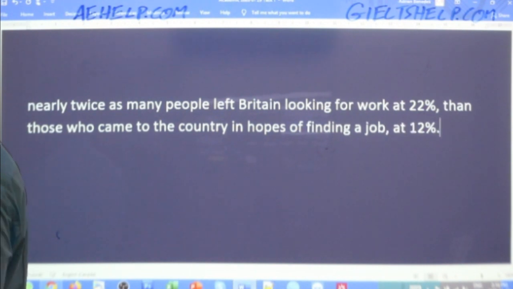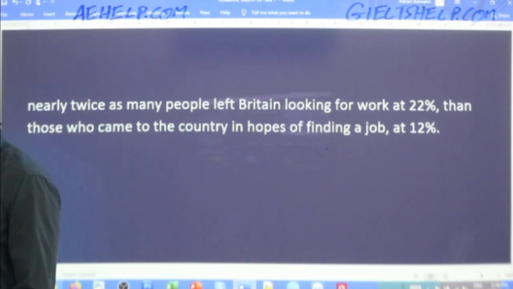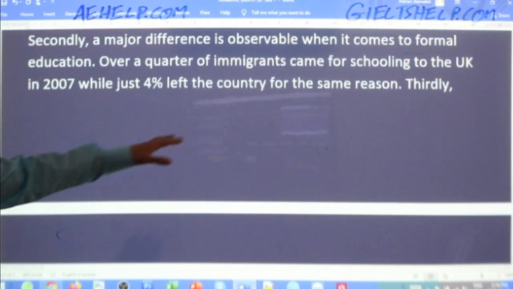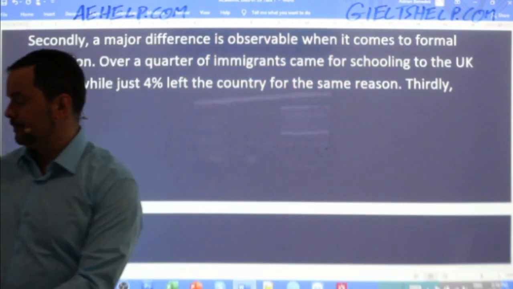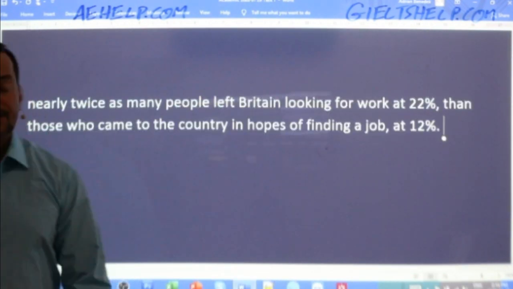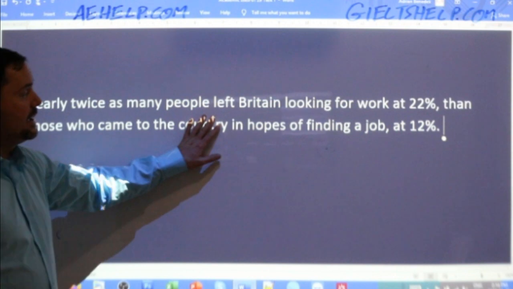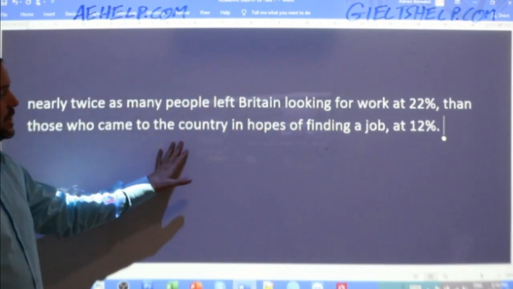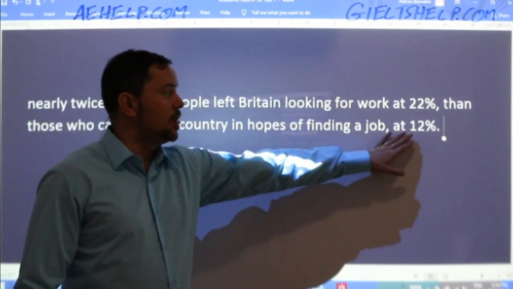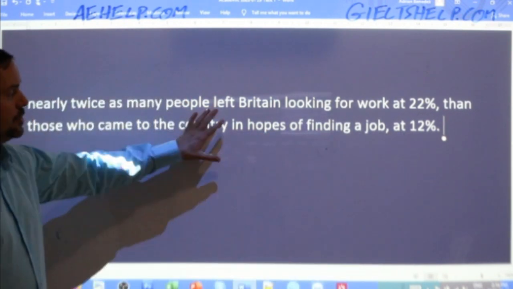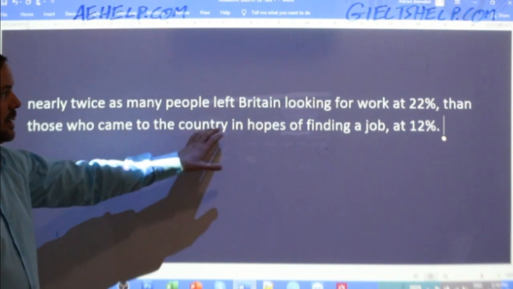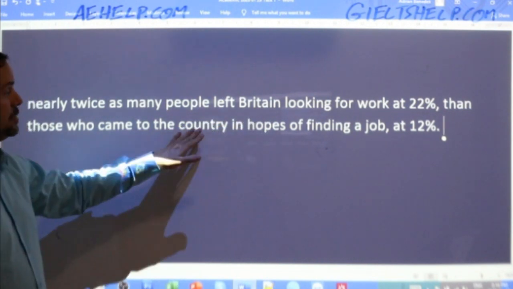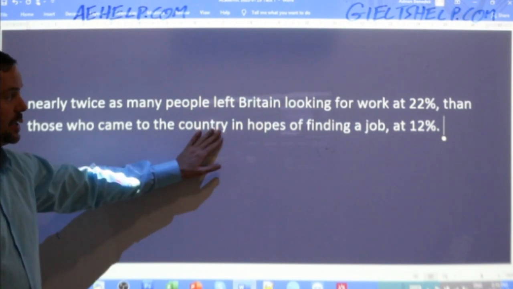You don't have to include a lot of numbers, but sometimes it's not a bad idea. So this is my sentence here. Thirdly, nearly twice as many people left Britain looking for work at 22% than those who came to the country in hopes of finding a job at 12%. So notice all the paraphrasing I'm using here. At first I use the specific noun, Britain, okay? And then I use the subjective noun, country, okay?